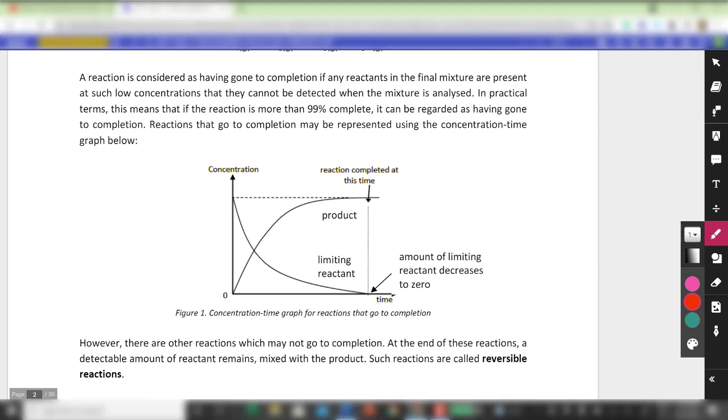If you are going to plot a graph of concentration against time, we start off from the origin. At the start, there's no product, and of course there's the maximum amount of reactants. Over time, you get the maximum amount of products that you can get, and the reactant amount will go to zero over here. So this is our everyday life experience.